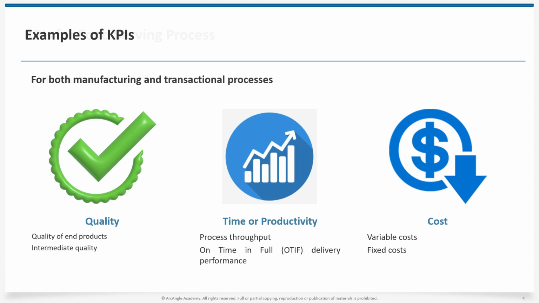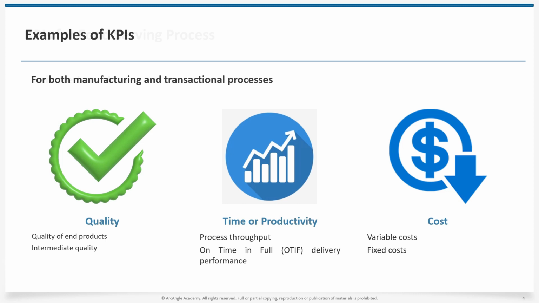Cost KPIs for transactional processes. Cost per transaction: this KPI quantifies the cost incurred to complete each transaction, including labor, system costs, and overhead expenses. Cost of customer acquisition: it represents the cost associated with acquiring a new customer, considering marketing expenses and sales efforts.